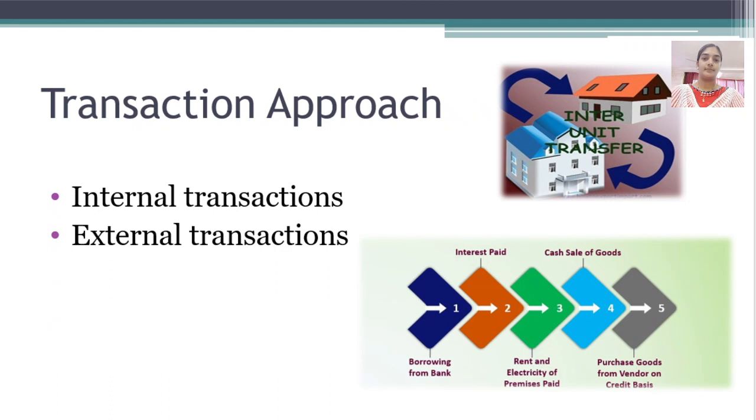Transaction approach. This approach indicates the changes between assets and liabilities valuations arising as a result of transactions. Here, the term transaction is used in a broader sense, which includes both internal and external transactions. An internal transaction is one which arises from the use or conversion of assets within the firm. But an external transaction is one which arises from the dealing with outsiders.